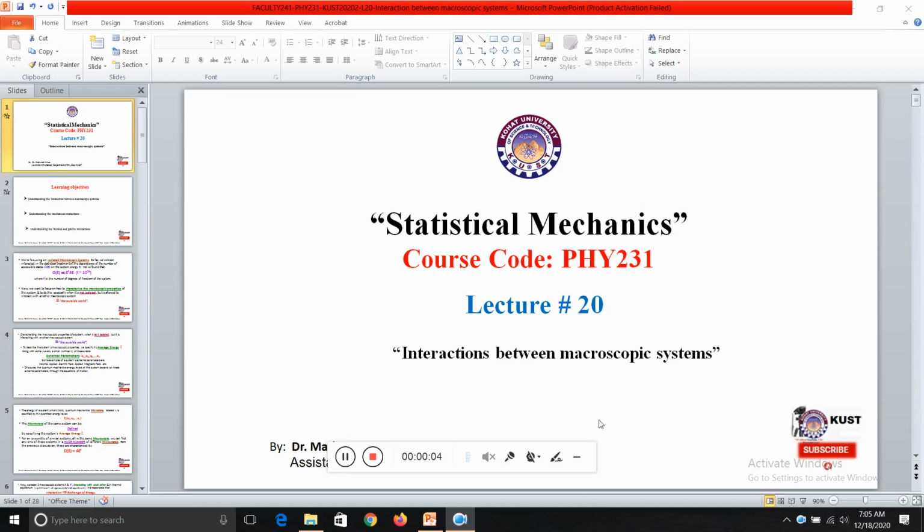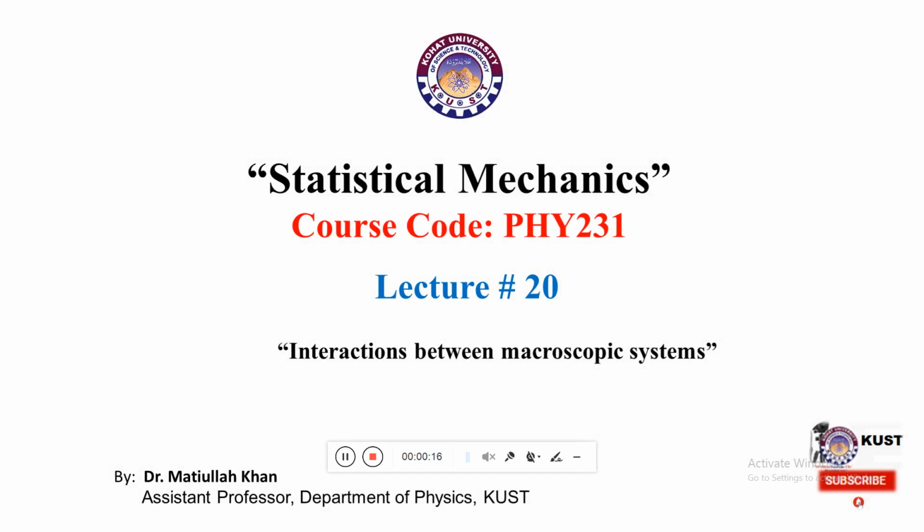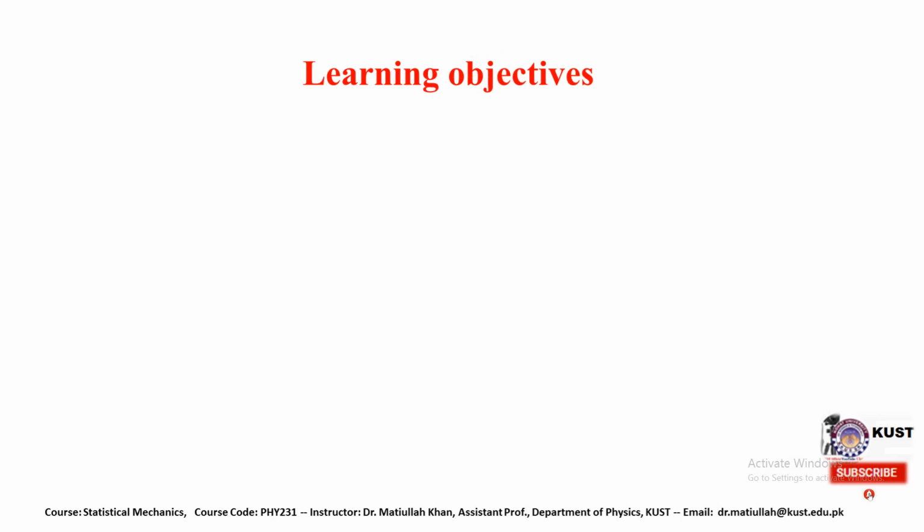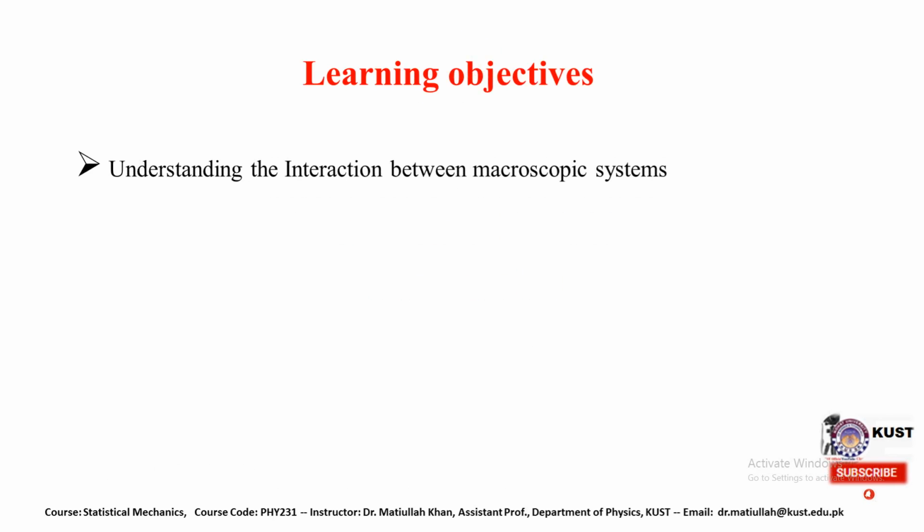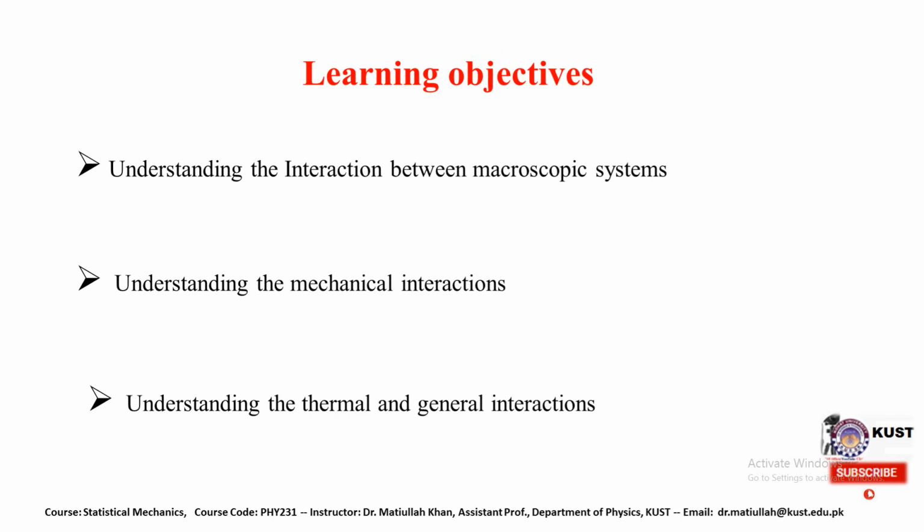Bismillahirrahmanirrahim. Today we'll be talking about interaction between macroscopic systems. This lecture is a part of lecture series from the course of Statistical Mechanics, having the course code of PHY231. The basic objective of today's lecture is to understand the interaction between various macroscopic systems. We can categorize the different sort of interaction, which include the mechanical interaction, thermal interaction, and general interaction.